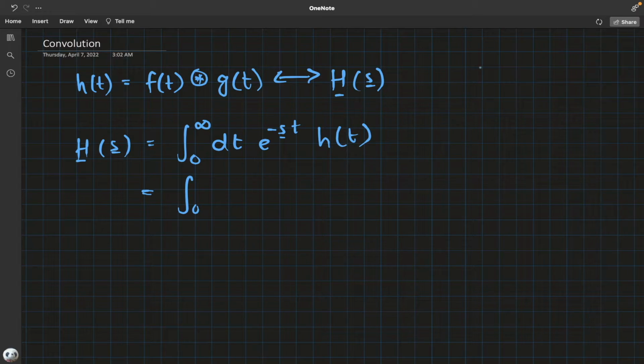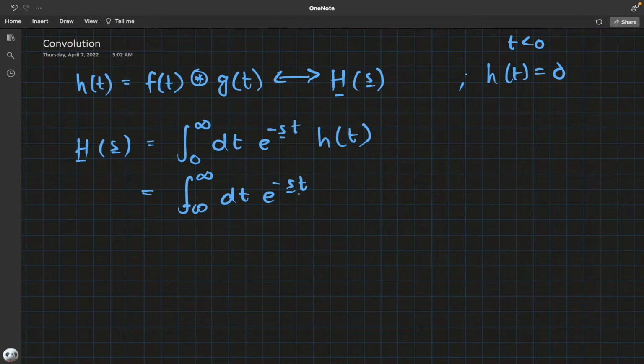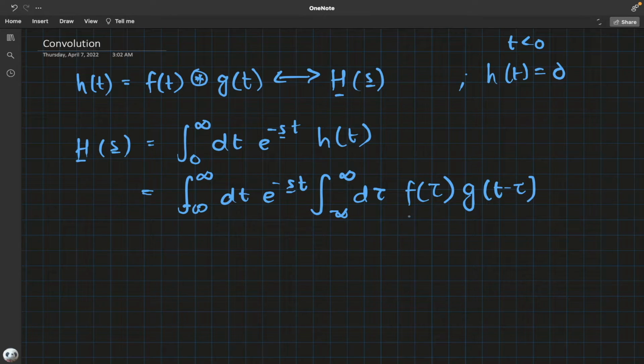It's this, but then we are also given that h of t is 0 for t less than 0, so we can make this an integral from minus infinity to infinity. This will help us generalize later when we extend the Laplace transform a little more. That's right, there are more extensions for this thing. h of t is the convolution. I'm writing the formula for the convolution of f and g. Is that right?